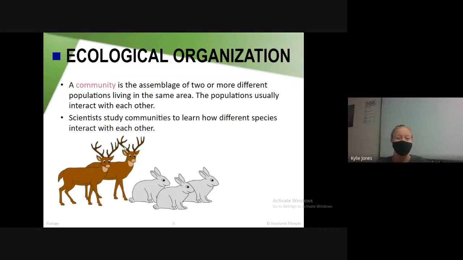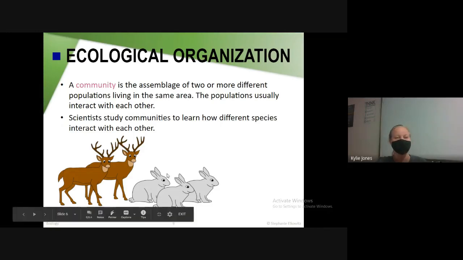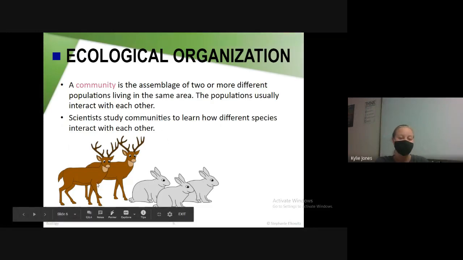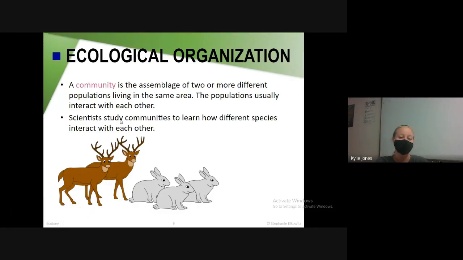Community. A community is the assemblage, so the gathering, of two or more different populations living in the same area. So that would be like having a group of bunnies and a group of deer and a group of squirrels all in the same area. So it's when the populations of animals interact with each other. So a population of bunnies and a population of deer and how they interact with each other. So scientists will study communities to learn how different species interact with each other. Not just single species, but multiple species.